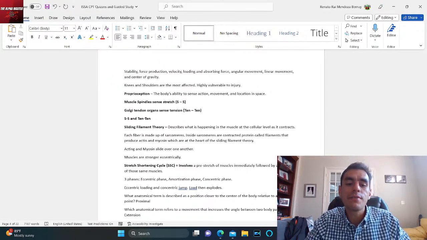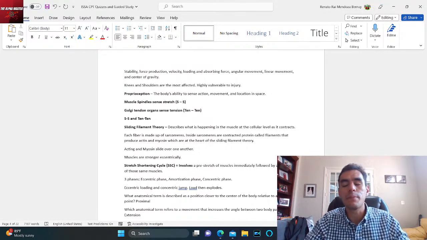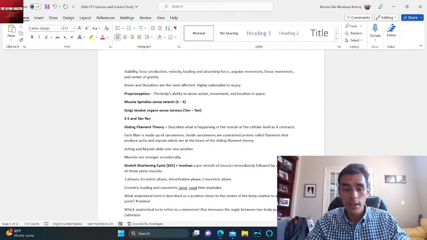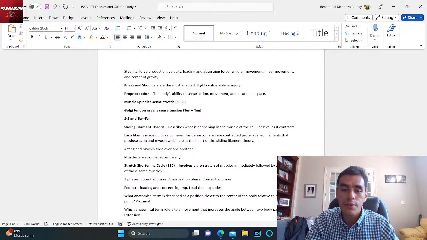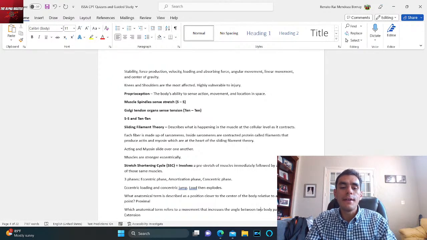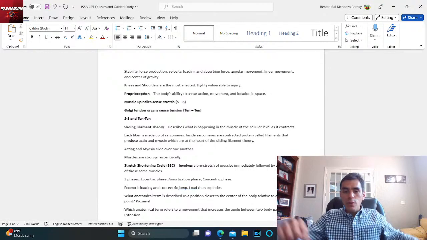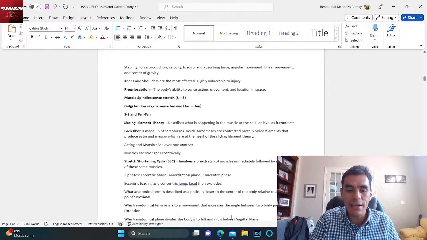What anatomical term is described as a position closer to the center of the body relative to a reference point? It is going to be proximal. Which anatomical term refers to a movement that increases the angle between two body parts? Increasing the angle between two body parts is going to be extension.